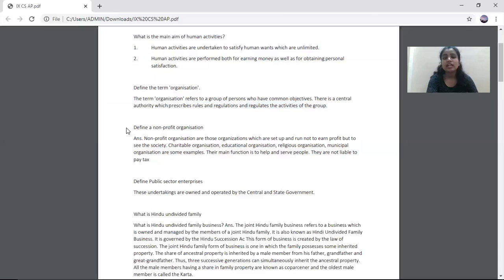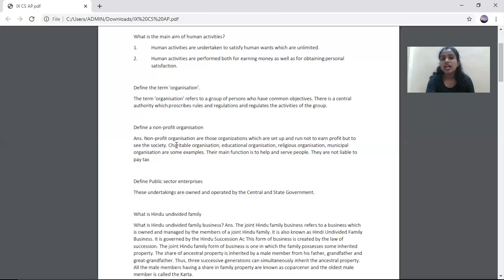Next, define what is a non-profit organization. Now again, this you can write as it is there in the textbook. Since it is a definition, you will write it exactly in the words that are used in the textbook. The keywords over here are set up not to earn profits. This is a keyword here. Set up not to earn profits, but to help the society, right?